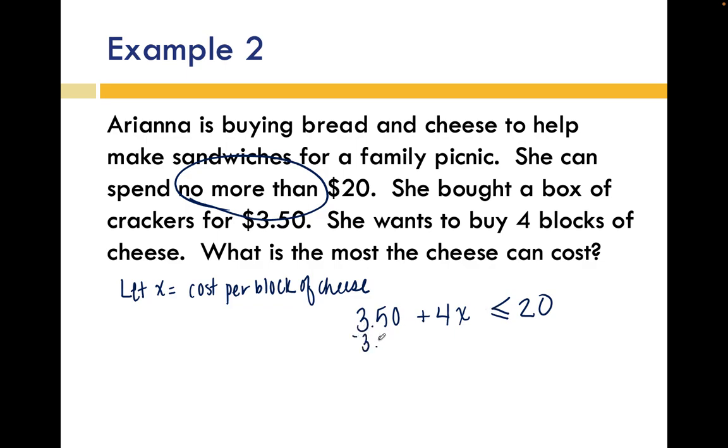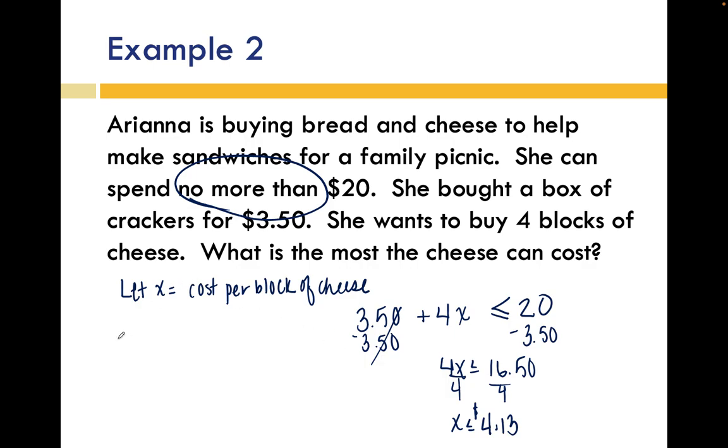To solve, I will subtract $3.50 from both sides, which leaves us with 4x is less than or equal to $16.50, and dividing both sides by 4 gives us an answer of $4.13 per block of cheese.